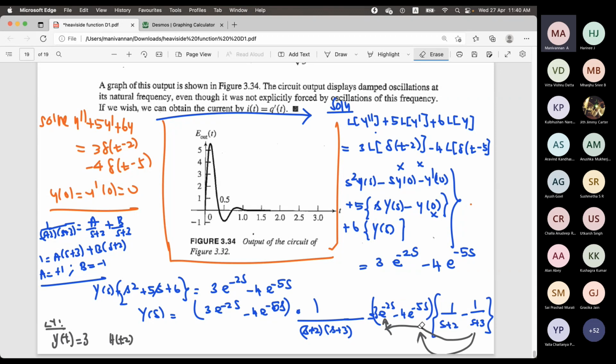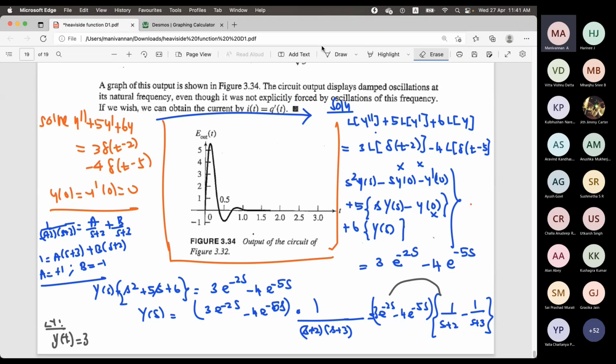Okay, h of t minus 2. First, I just consider these three terms. This term, this term. So the L inverse of this e power minus 2s and this term gives h of t minus 2. And here L inverse of 1 divided by s plus 2 is e power minus 2t. Is it clear?